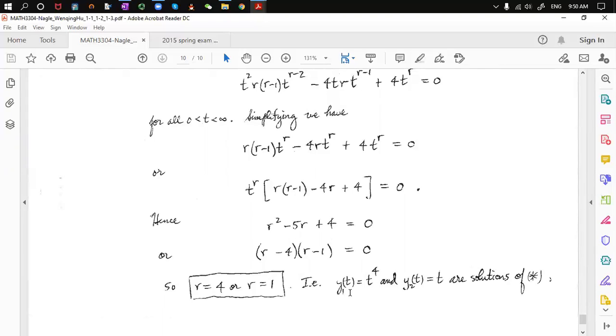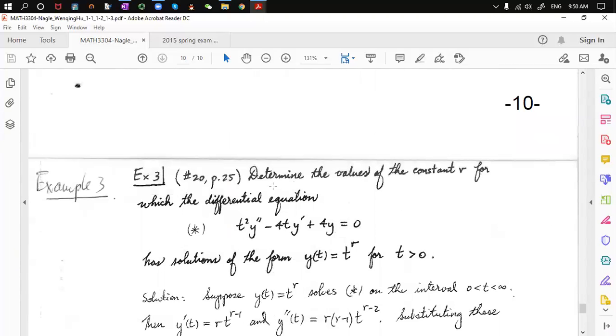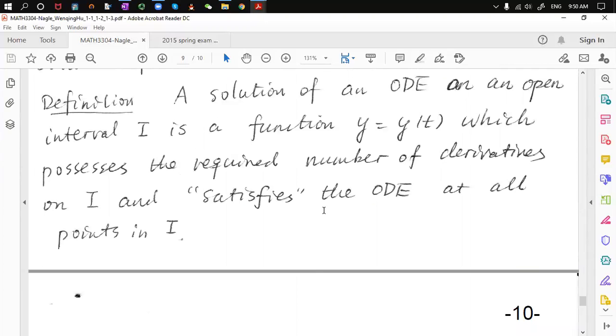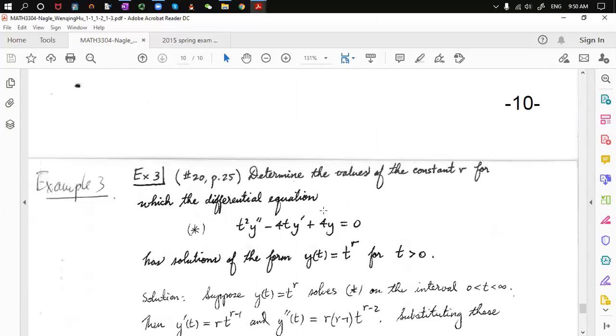This is a very simple and straightforward exercise. We won't spend much time on it, but it actually tells us the meaning of a solution of an ODE. It is just a function that satisfies the whole equation.